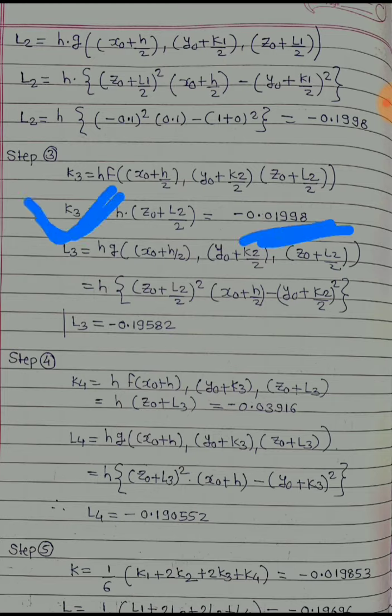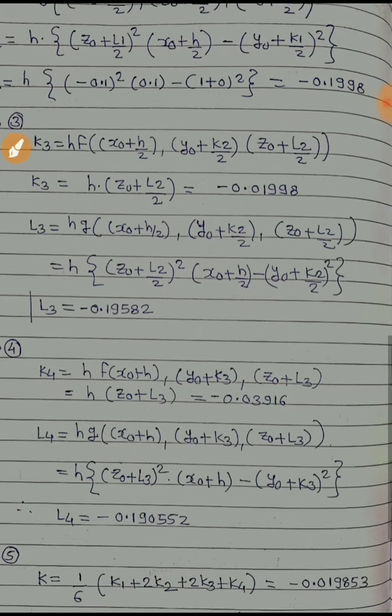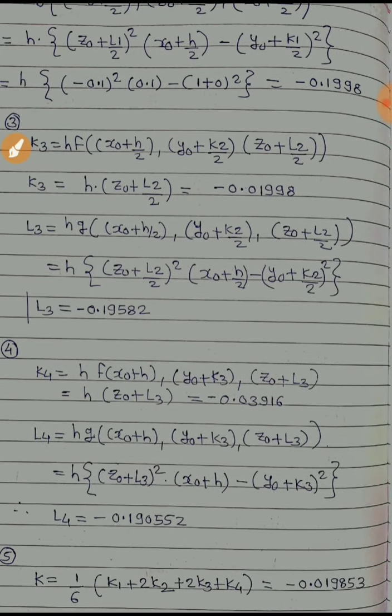minus 0.1998 after putting the values of h, z0 and L2 here. After putting that, we'll get it. Same way, we'll be calculating the L3 value. So L3 is going to become, now we know how to calculate L3.